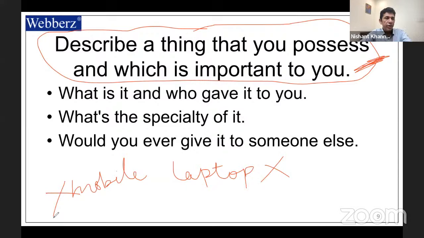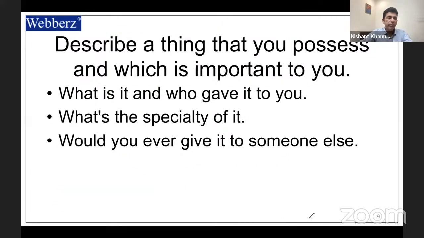Right, give more ideas for this, please. Okay, great. So now we've got wonderful ideas. So let's see, we'll pick up one idea from here. Okay, so let us talk about a book, a thing that you possess and which is very important for you. So I am going to talk about a book here.